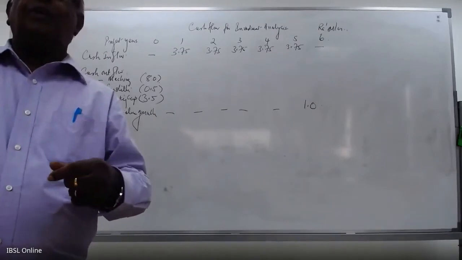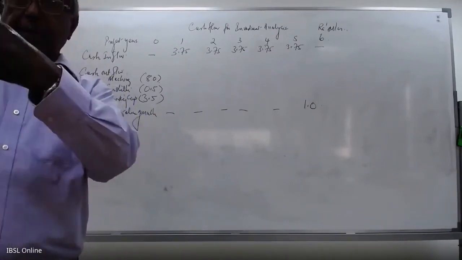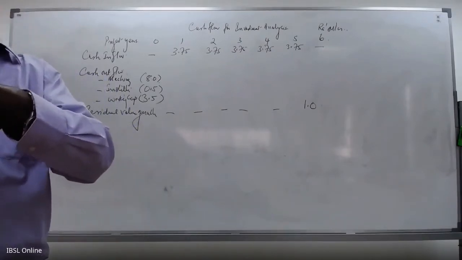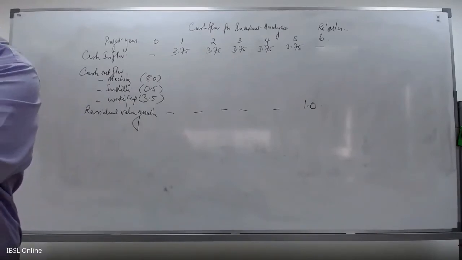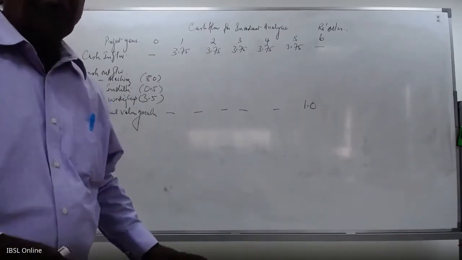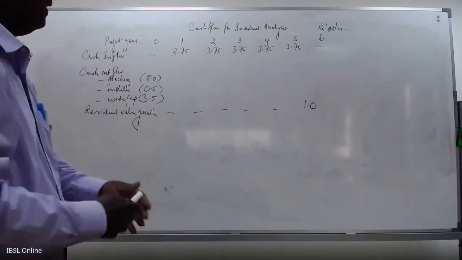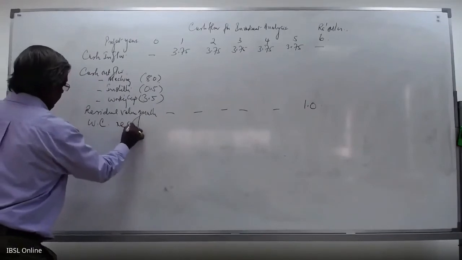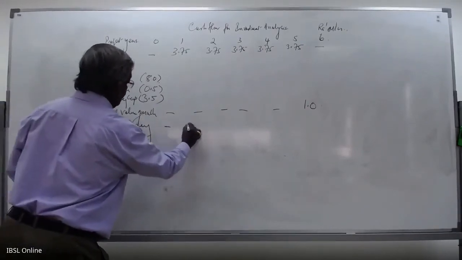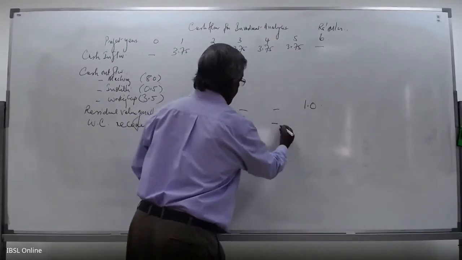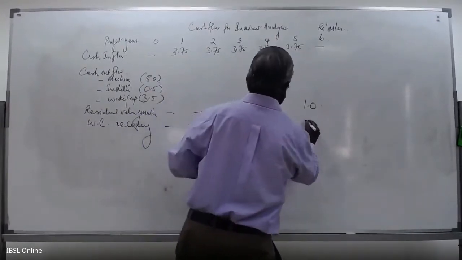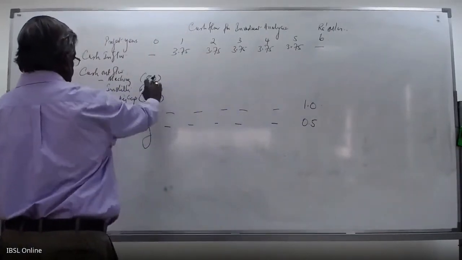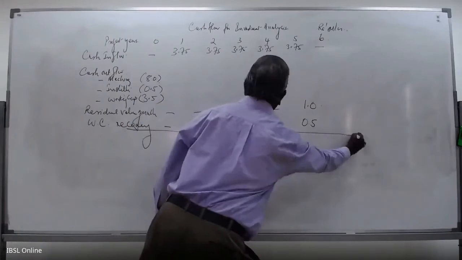And now the working capital, what happened to the working capital? You are investing. Working capital is revolving within the business, within the industry. And when you close down the business, the working capital will be recovered. So working capital recovery is also after the project. Working capital 0.5 million. These are positive values. These are the negative values. Now the net flow.